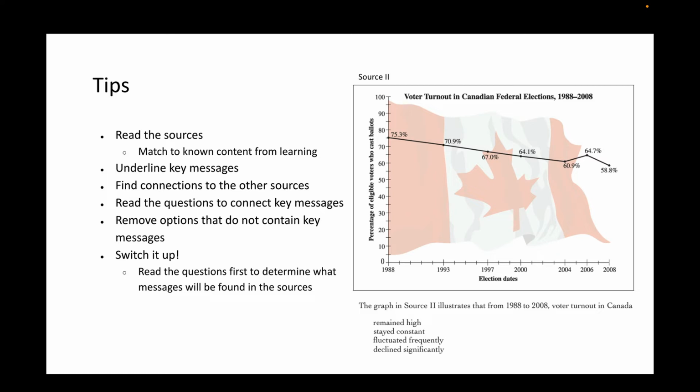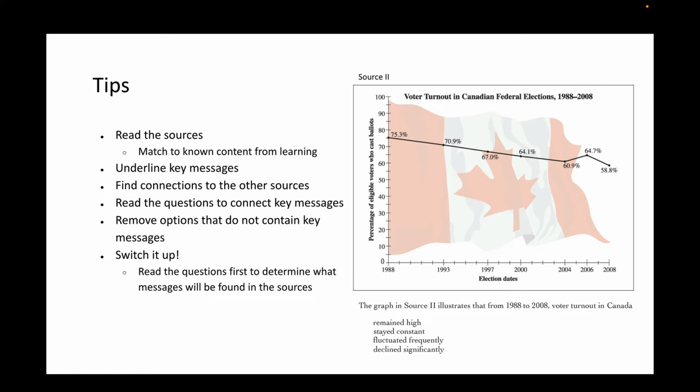So we'll do another example here. This is the voter turnout in Canadian federal elections from 1988 all the way to 2008. And then along the y-axis, we have the percentage of eligible voters who cast their ballots. Then on the bottom axis, we've got the election dates. So we can see that there.